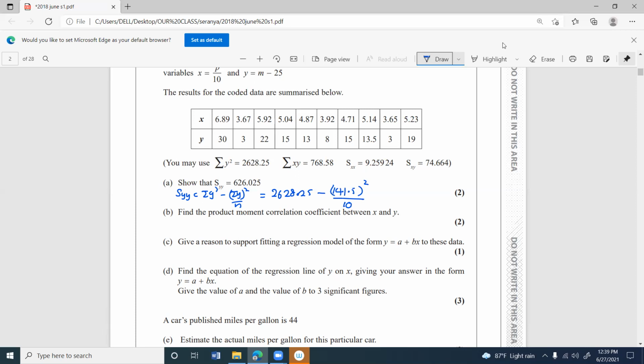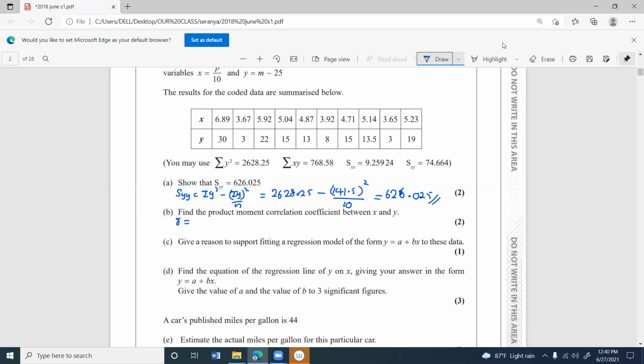That would be the value for SYY, right? So you can say 2628.25 minus 141.5 whole thing squared divided by 10. It turns out to be, yeah, that's the answer. So nothing to worry about with this. 626.025. We need this much, that is why they have given this question. Find the product moment correlation coefficient between X and Y.